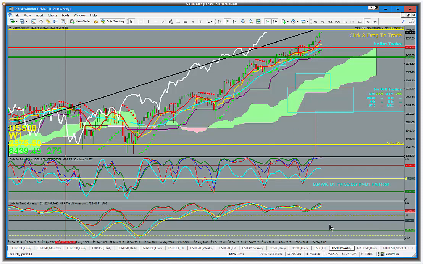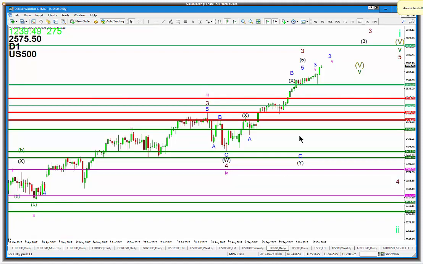So what does that mean for the S&P? Is it just going to continue to go higher and never crash? Well, I don't want to be doom and gloom. I always see the markets as glass half full.